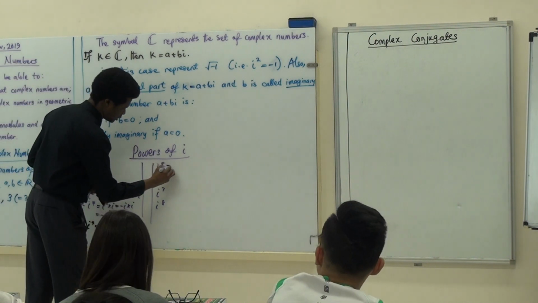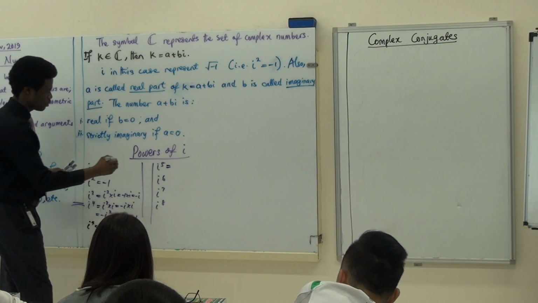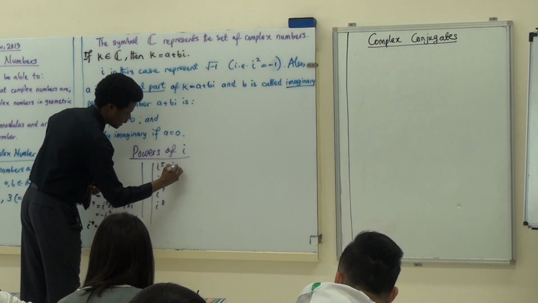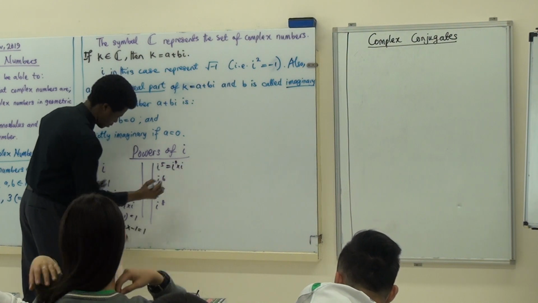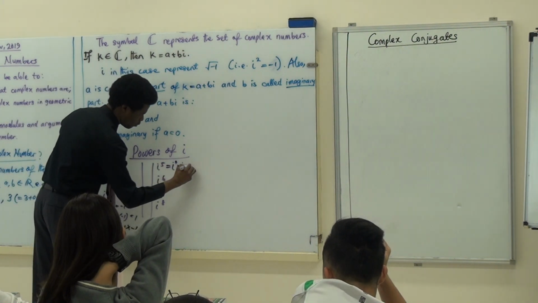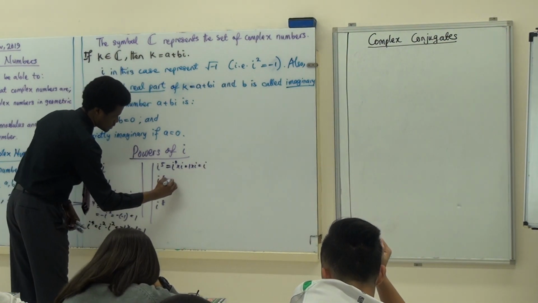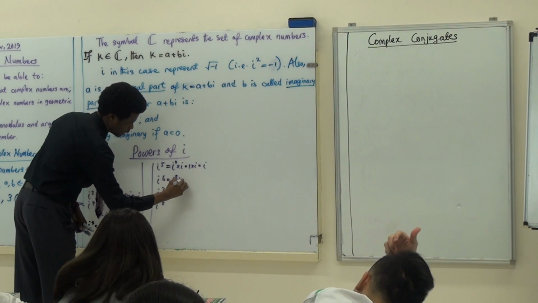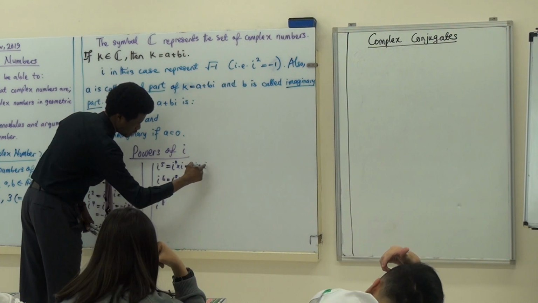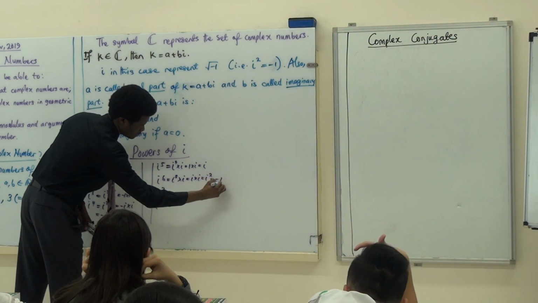So, has anybody done i to the 5? Yes. So, i to the 4 times i, and what is i to the 4? 1. 1 times i is i. What about i to the 6? i to the 5 times i, which is i times i squared.